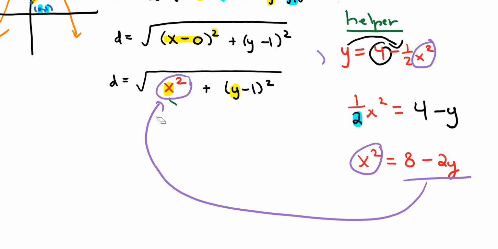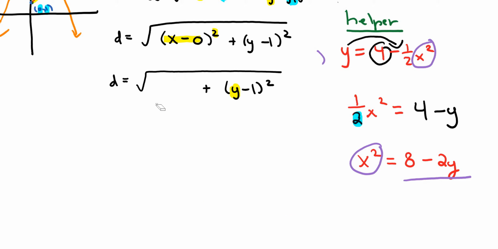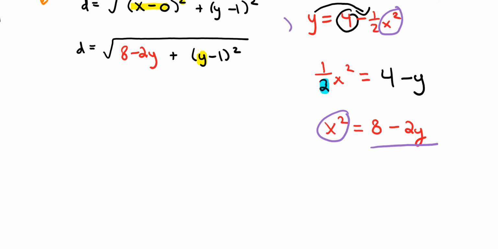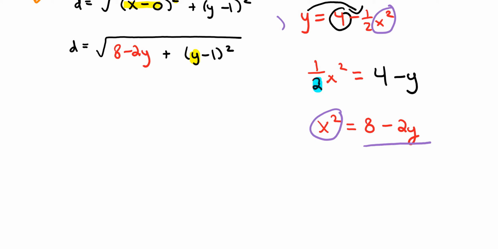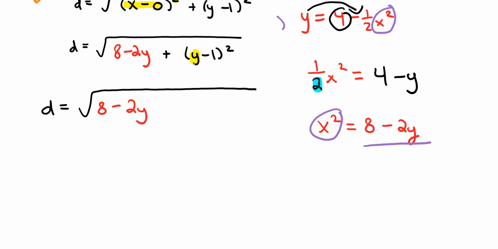Let's erase all that, and let's write in 8 minus 2y. If I do that, the algebra is going to work a lot nicer in the next steps here. So now let's continue to simplify this. This will be 8 minus 2y. And then if I take a look at this (y minus 1) squared, that's going to be plus y squared minus 2y plus 1.